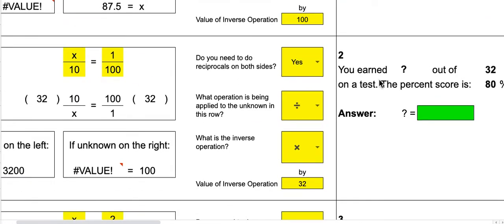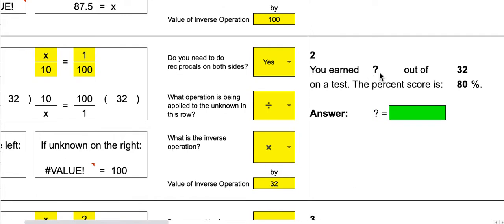So here's another test. I'm on number 2 here. The question is always to the right. You earned question mark, or x, out of 32 on a test. The percent score is 80%. So you got 80%. You know the test was out of 32. You earned x marks out of 32. The thing that I can always do is, if I know the percent, that's 80, I'm going to write that on the right side because percent's always out of 100. So that's 80.